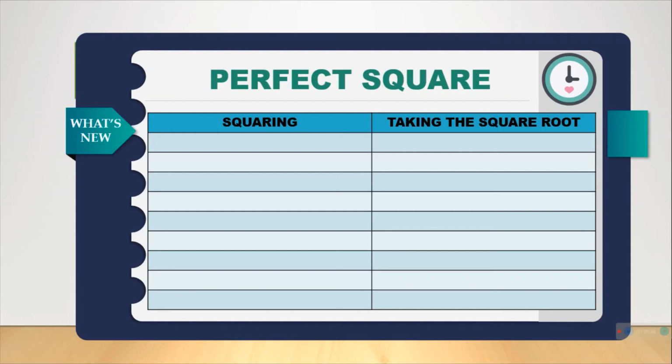Bali, sunod-sunod siya 1 to 9. So, 1 squared is equal to 1. Also, negative 1 squared is equal to 1. The square root of 1 is 1 or the square root of 1 is negative 1. 2 squared is equal to 4. 2 times 2 is 4. Then, negative 2 squared is also positive 4. The square root of 4 is equal to 2 or the square root of 4 is equal to negative 2.